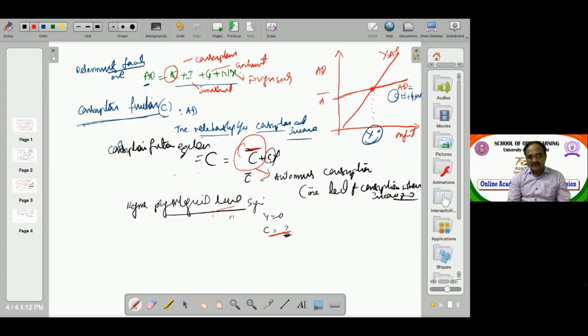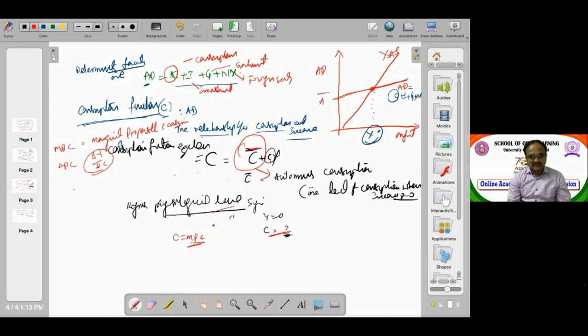What is this small c? c is the MPC. What is the MPC? Marginal propensity to consume. This consumption function you can divide into two: one is the MPC, another one is the APC. Okay, good. So what is the MPC? The MPC is the marginal propensity to consume. What is that? That is delta C upon delta Y.